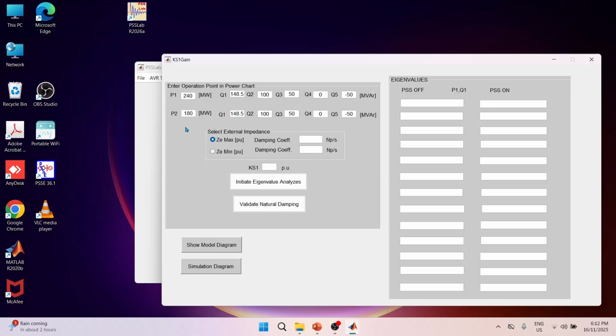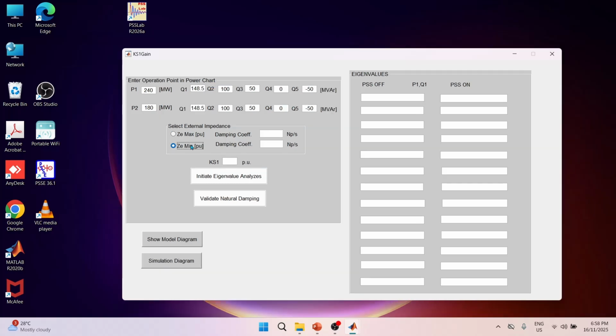I have already entered 10 different operating points for which the simulations will be conducted. So there are two levels, 240 megawatt and 180 megawatt. For each level we have separately 148.5 megavar, 100 megavar, 50 megavar, 0 megavar and minus 50 megavar. Let us select the maximum grid impedance, enter KS1 equal to 5 and click on the Initiate Eigenvalue Analysis.